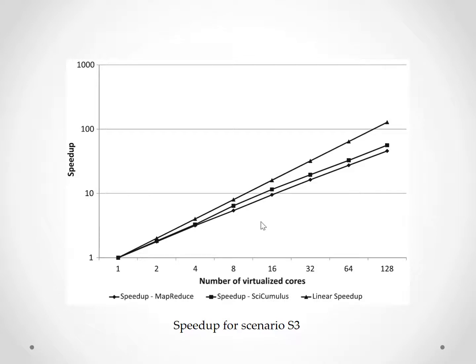Now, when we analyze the speedup for scenario 3, what we notice is that SkyCumulus reaches a linear speedup from 2 to 16 cores, right here, and then suffers a small degradation when using 32 to 128 cores.